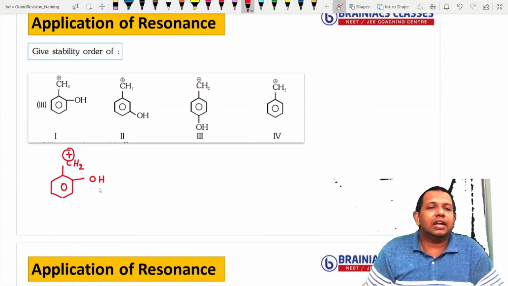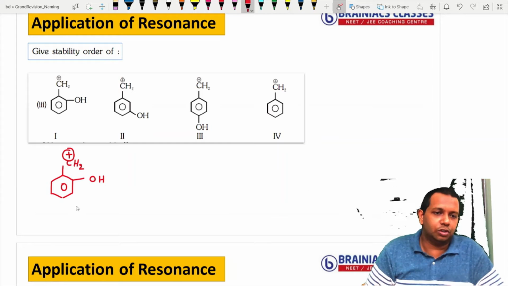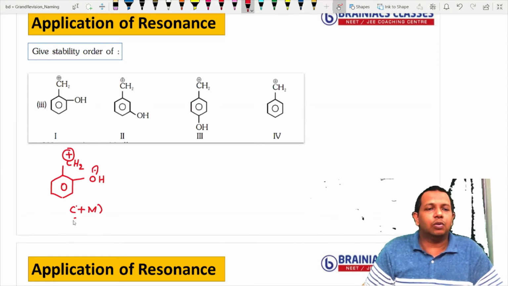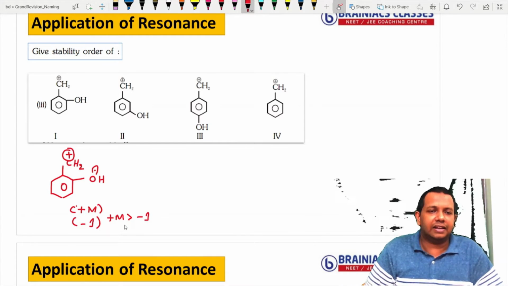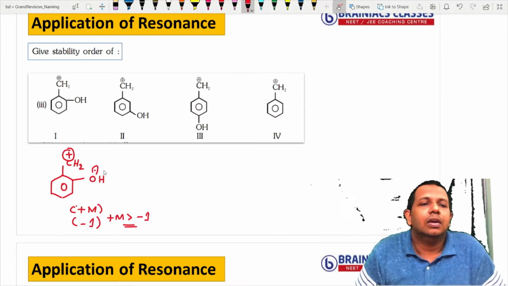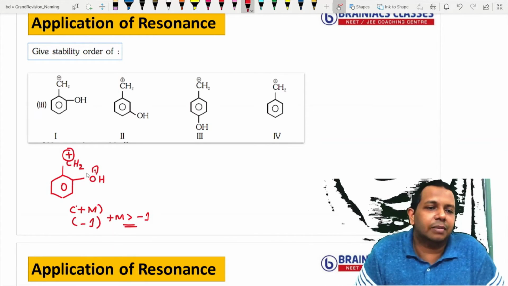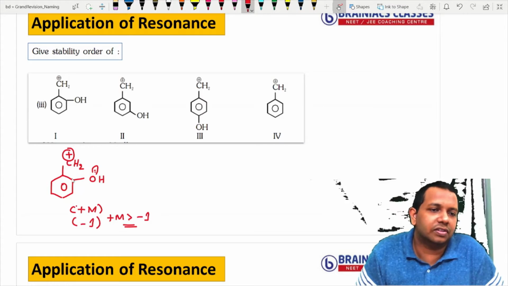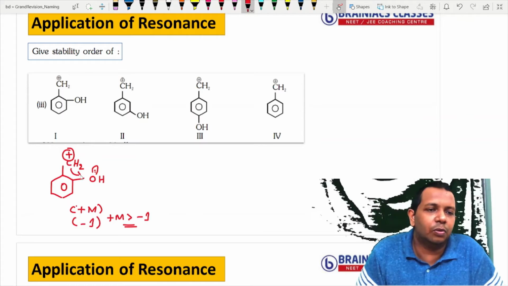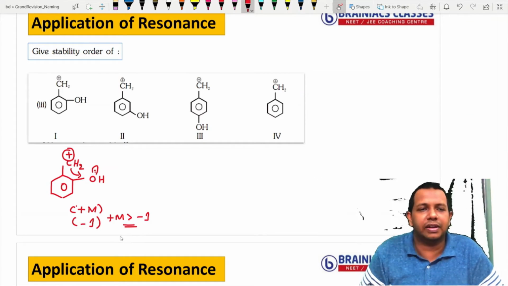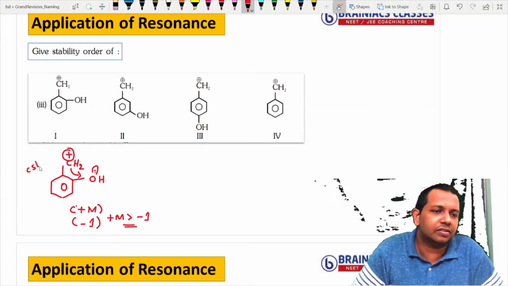Now what effect does the OH group have? We know the OH group's oxygen has a lone pair, so surely it will donate electrons. So the OH group has a plus M effect, and also a minus I effect. But we know that usually the plus M effect will be dominant over the minus I effect, except in the case of halogens. So due to the plus M effect, it will donate electrons to the system, making the positive charge stabilized. Due to the minus I effect, electrons will move in this direction, but plus M is dominant over minus I. So this species is stable.